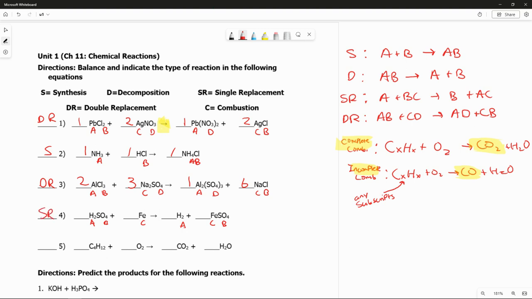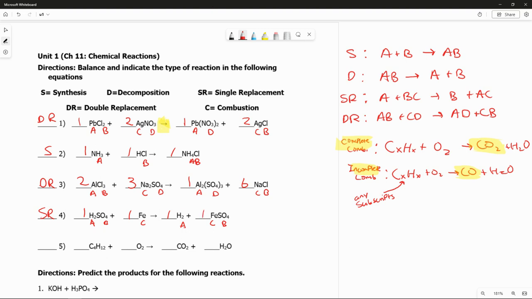In order to balance this, we can count off all the elements. So we have H2 on this side, H2 on this side. H is good. We have one SO4 here, and we have one SO4 here. We are good. We have one Fe here, one Fe here. We are good. So this is already balanced. 1, 1, 1, 1.